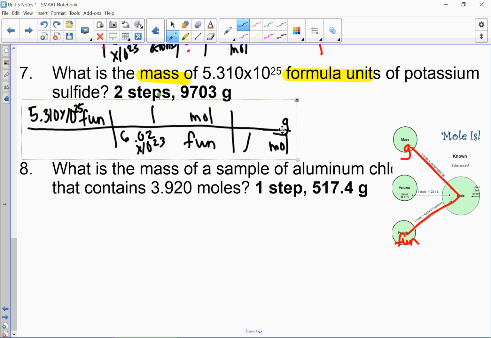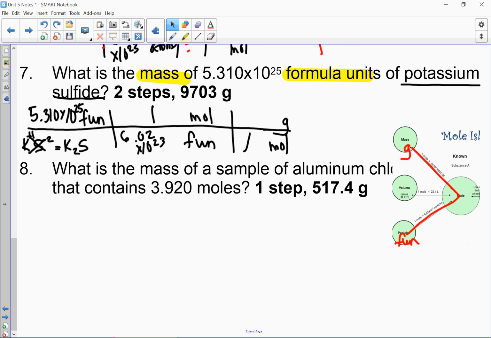I need the molar mass for grams, and it tells me I have potassium sulfide, but I don't know the formula for that. You should know that potassium sulfide is an ionic compound. That means we're going to crisscross. You can't just write Ks. I need to know the charges. K is +1, S is -2. So when I crisscross, the formula for this is actually K2S. Now you're ready to find the molar mass.